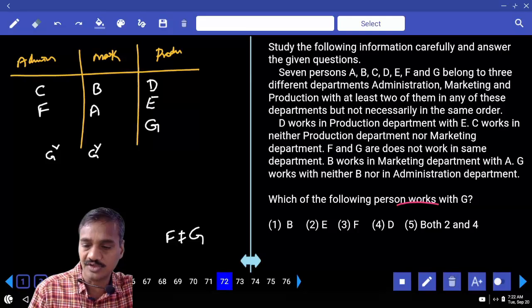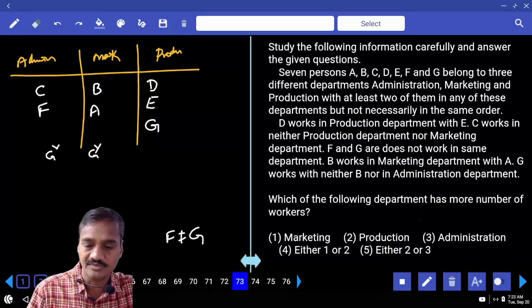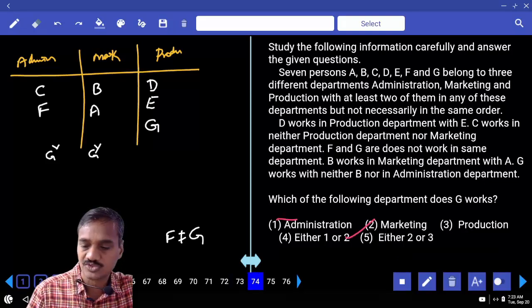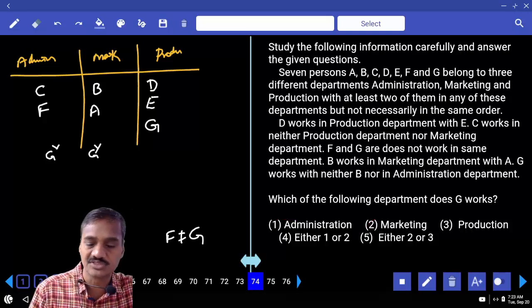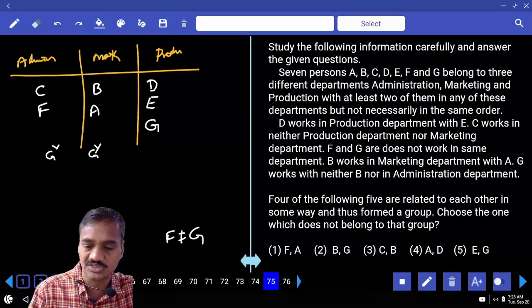And which of the following persons works with G? Now G is working with whom? D and E. Both, D and E, 2 and 4, choice 5, 72. And which of the following departments has more number of workers? Now production is having more number of workers, that is 3, choice 2. And which of the following departments does G work? Now G works in production department, that is choice 3, 74.